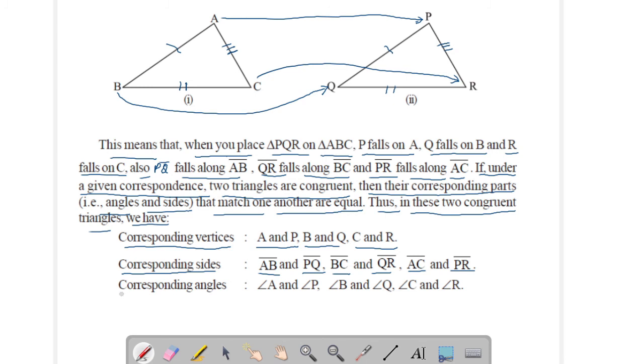Then corresponding angles. What are corresponding angles? Angle A corresponds to angle P. Then angle B and angle Q, these are corresponding angles. And angle C and angle R, these are corresponding angles.